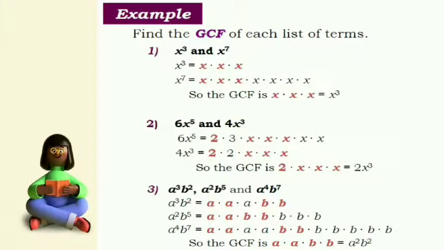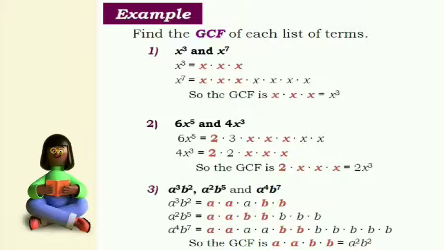Another example. Find the GCF of each list of terms. x cubed and x to the seventh power. We have x cubed, or x to the third power, equal to x times x times x. x to the seventh power will be x times x times x times x times x times x times x. So we have 3 x's in common, so that will be x times x times x, or x to the third power.